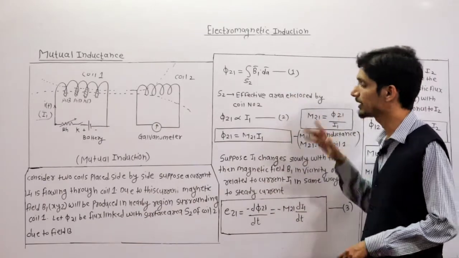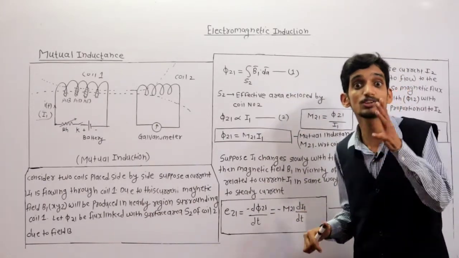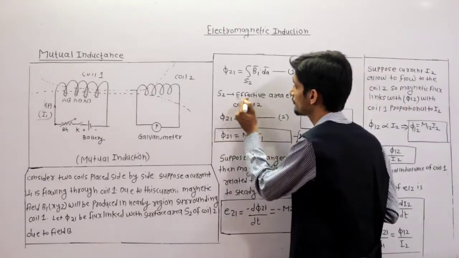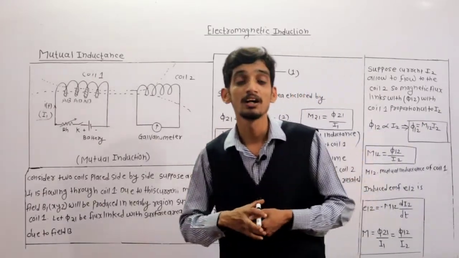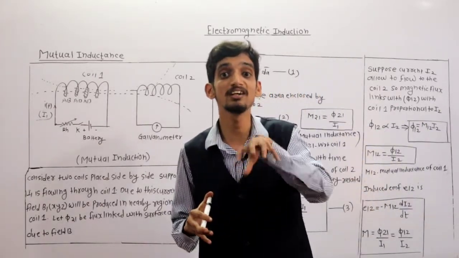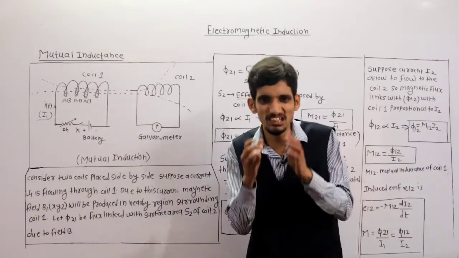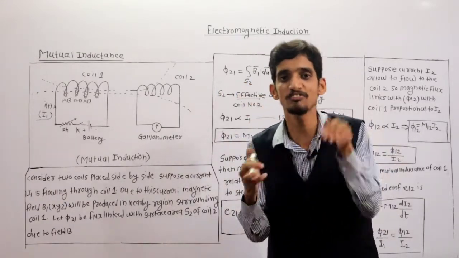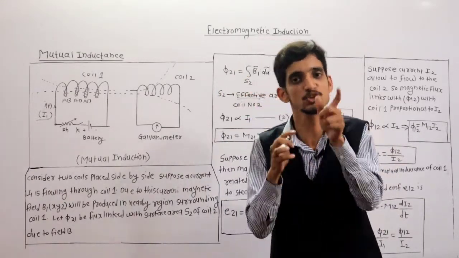Where S2 is the effective area enclosed by coil number 2. The word effective is important here actually. What is meant by effective? Effective means the part of the area which is under the influence of the flux. Only that portion of area with which the flux is linking is called the effective area.